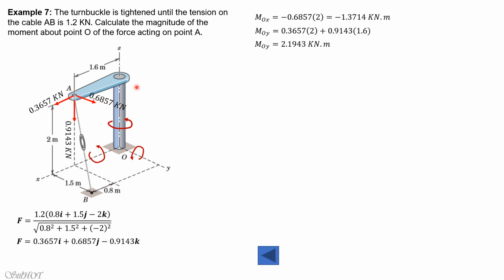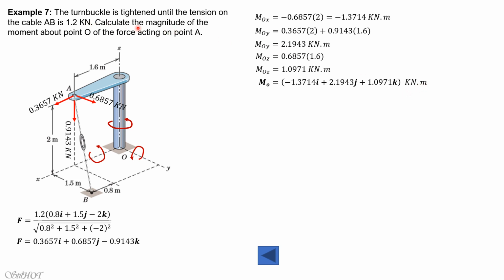So positive 0.6857, the moment arm or distance is 1.6. So MOZ is 0.6857 times 1.6. So MOZ is 1.0971 kilonewton meter. So in vector form, this is the result. So you have to copy the x, y, z components, then the units is kilonewton meter.